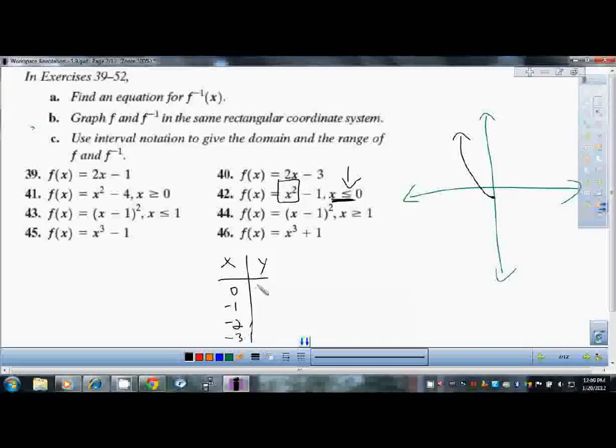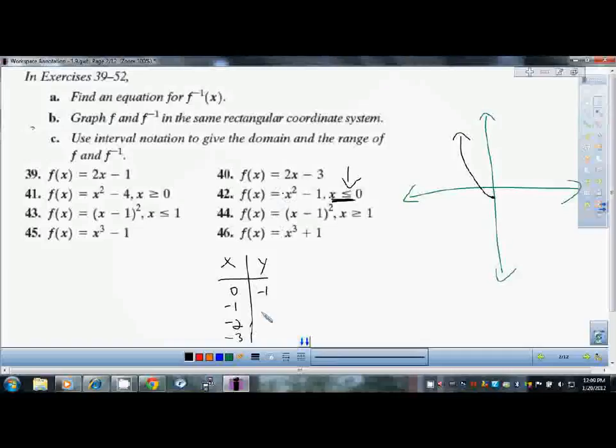Plug those in. 0 squared minus 1, negative 1; 0; 3; 8. Plot them: 0, negative 1; negative 1, 0; and so on. Now, to find the coordinates of my inverse for that, I'm going to flip them.